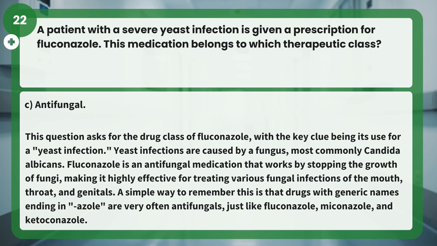Answer: C. Antifungal. This question asks for the drug class of fluconazole, with the key clue being its use for a yeast infection. Yeast infections are caused by a fungus, most commonly Candida albicans. Fluconazole is an antifungal medication that works by stopping the growth of fungi, making it highly effective for treating various fungal infections of the mouth, throat, and genitals. A simple way to remember this is that drugs with generic names ending in azole are very often antifungals, just like fluconazole, miconazole, and ketoconazole.